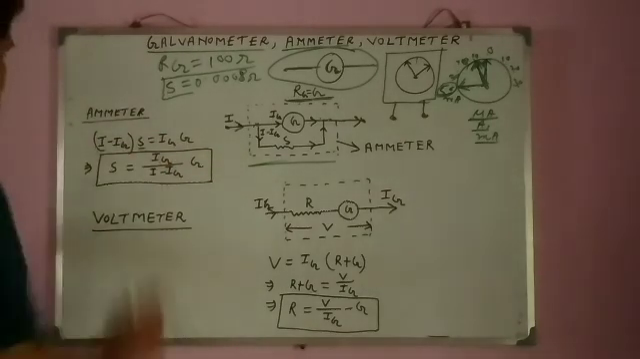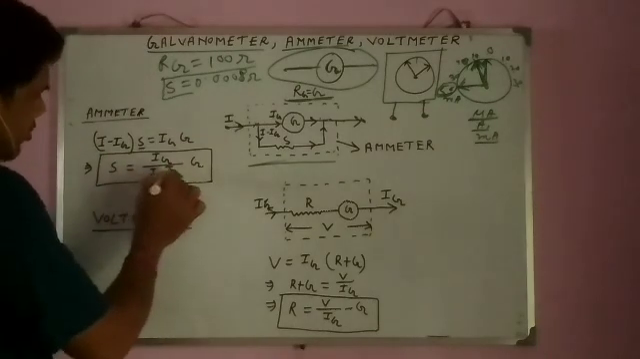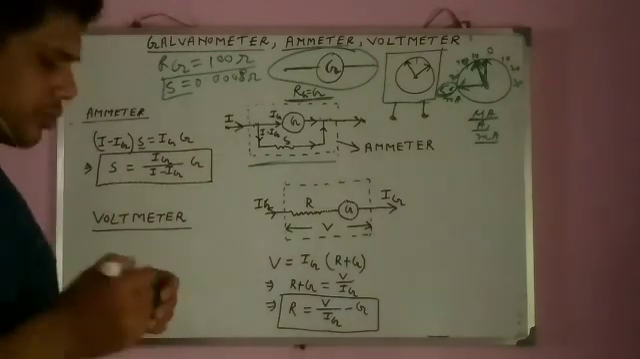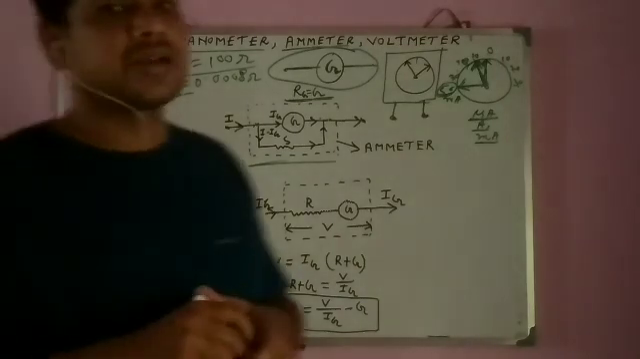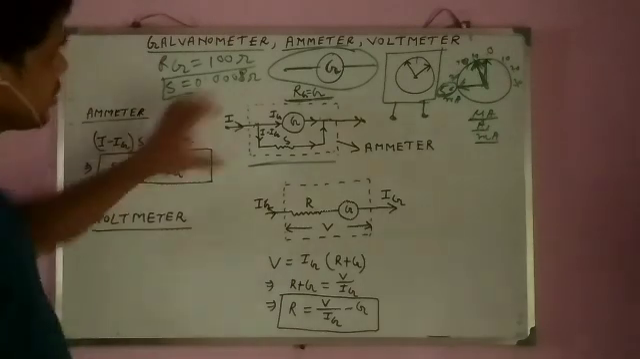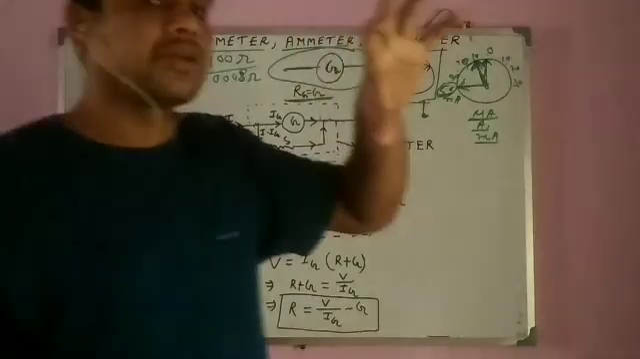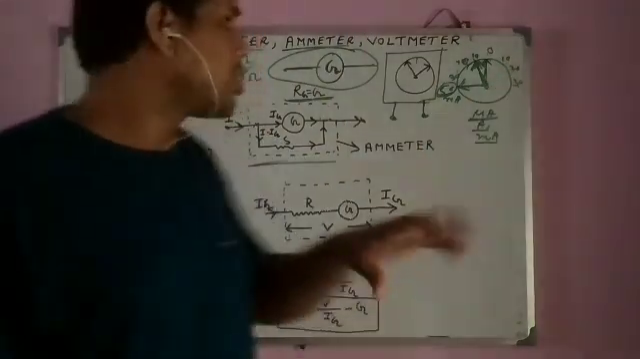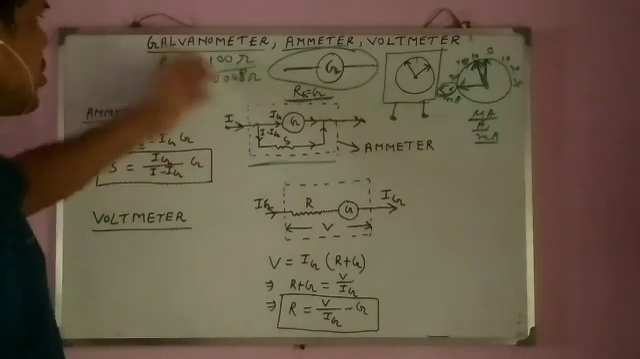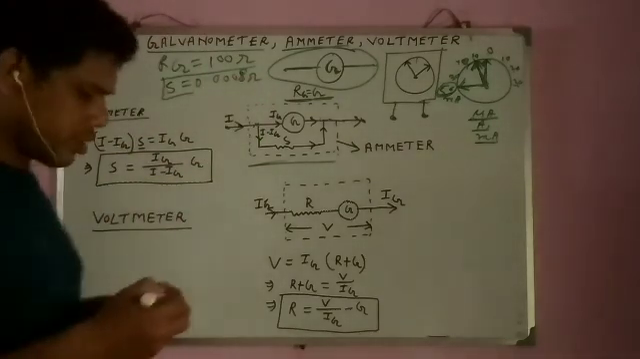Now from this equation we can find S equal to Ig by (I minus Ig) into G. Here G is the resistance of the galvanometer and S is the shunt resistance. By using this formula we can find the shunt resistance, and remember that the value of the shunt resistance is always very much smaller than the value of the galvanometer resistance. Now next is the voltmeter.